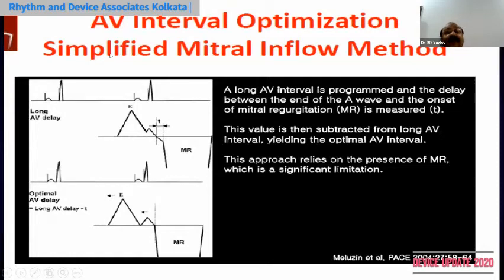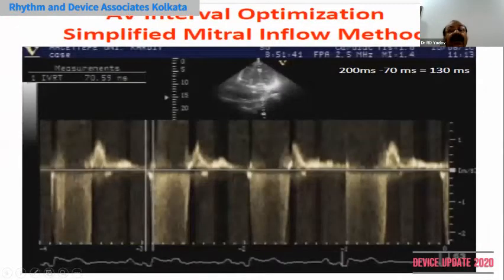Then another is the AV interval optimization by the mitral inflow method, where a long AV interval is programmed and the delay between the end of the A wave and the onset of the mitral regurgitation is measured, and this value is then subtracted from the long AV interval, yielding the optimal AV interval. So where the diastolic MR is increased, that you minus it, and that is the most optimal AV interval. So in mitral inflow velocity, like here, 200 minus 70 is 130. The diastolic MR occurs at 70 milliseconds. So that you minus from 200. So 130 milliseconds should be the right AV interval.